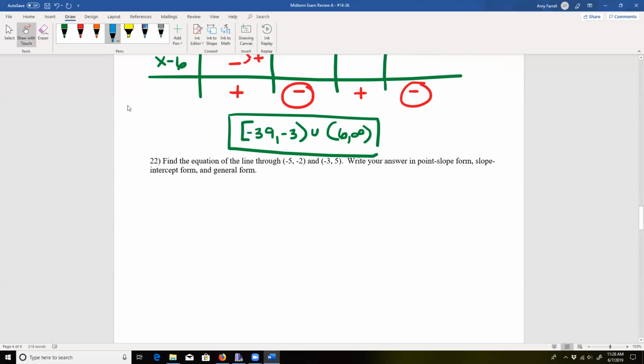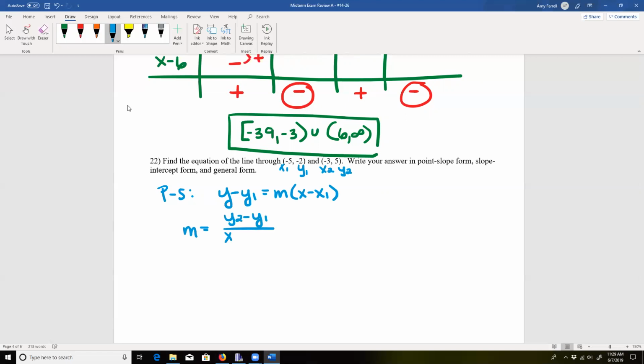Point-slope form, so I'll just put P-S, point-slope, is y minus y1 equals m times the quantity x minus x1. So I'm going to let this be my x1, y1. I'm going to let this be my x2, y2. Before I'm able to do point-slope form, I do need to find m, which is the slope. So m equals y2 minus y1 over x2 minus x1. So I'm going to start there.